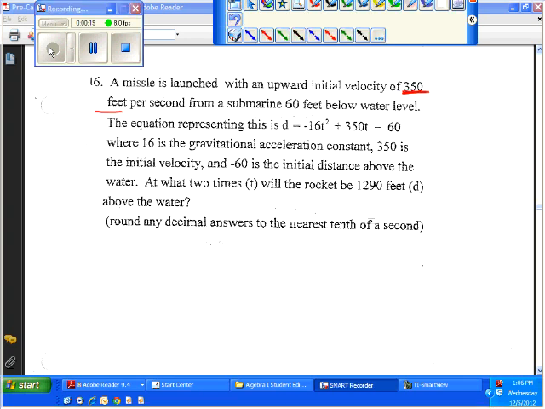350 feet per second, then we have that distance is equal to rate times time. So the distance upward is the rate 350 times the time t. So that's the distance it goes up. This is the initial height. And this is gravity pulling down. The gravitational acceleration constant in feet per second squared is negative 16.